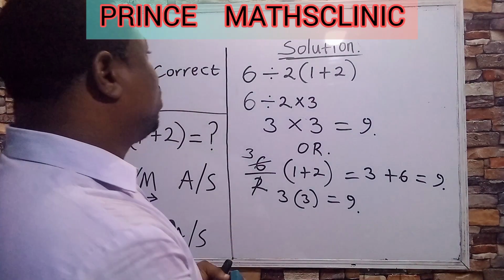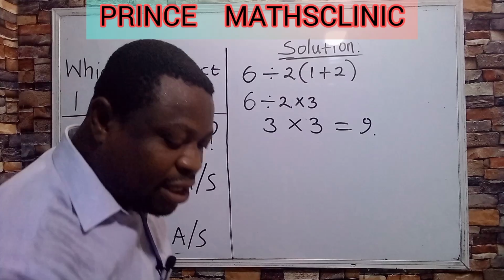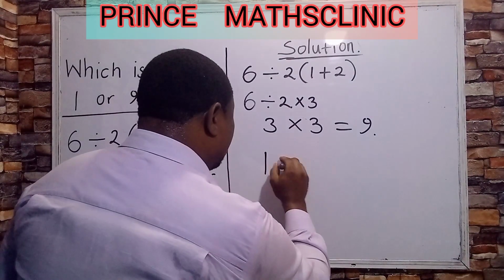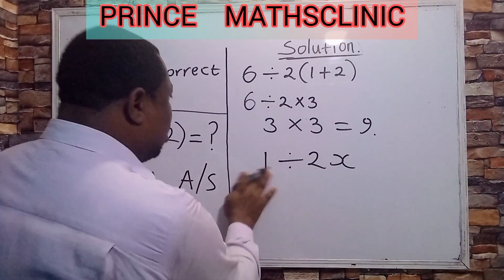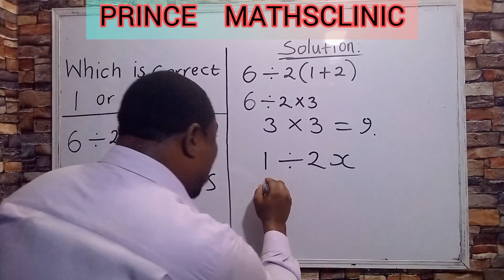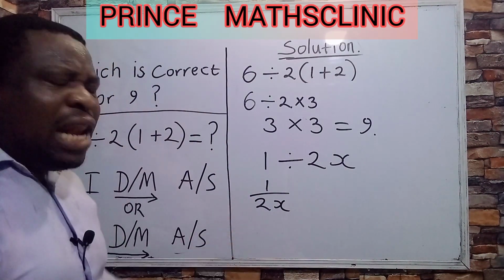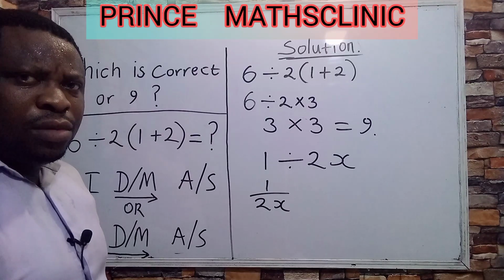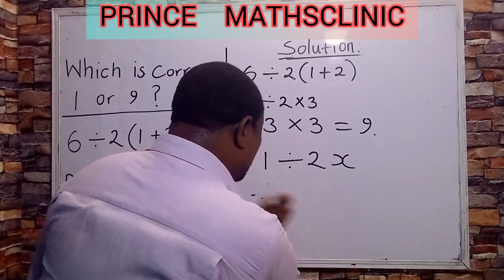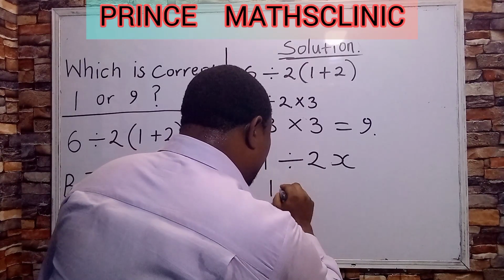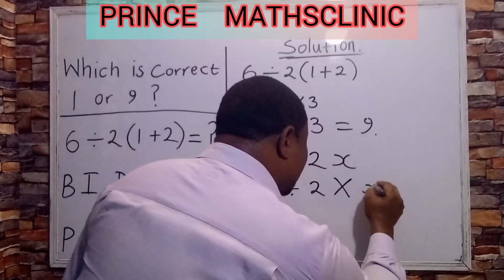Now, to prove what we have just done, I'm going to just write a simple example to explain that. If I have 1 divided by 2x. Now, some people will interpret this as 1 divided by 2x. Is it totally right? Now, what does this 2x mean? It means 2 times x. So I can write this as well as 2 times x.